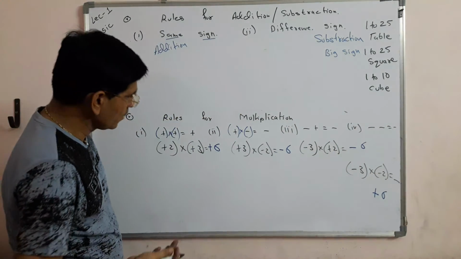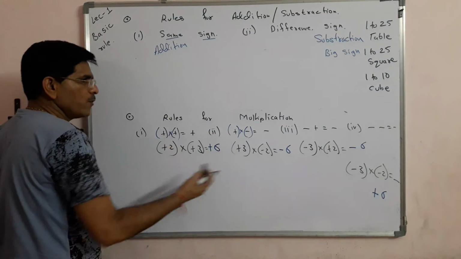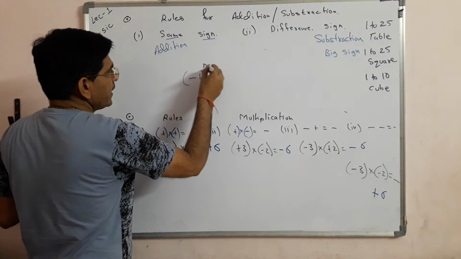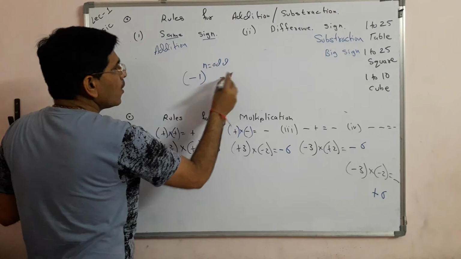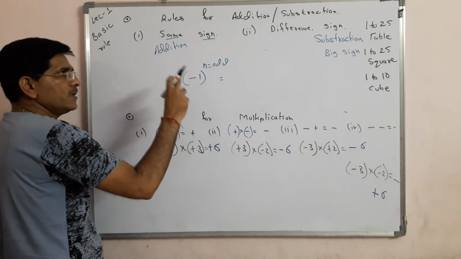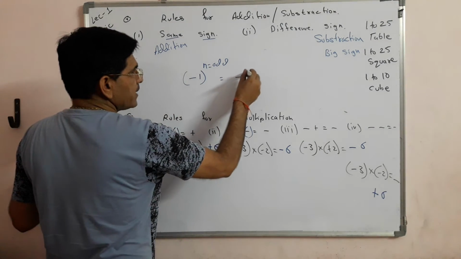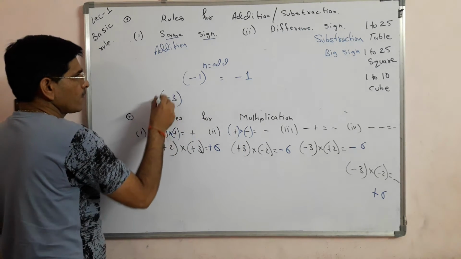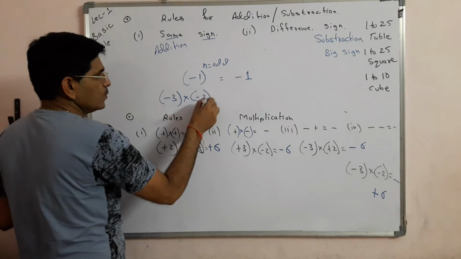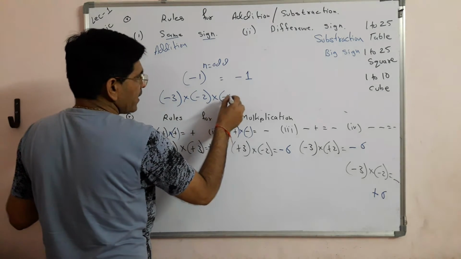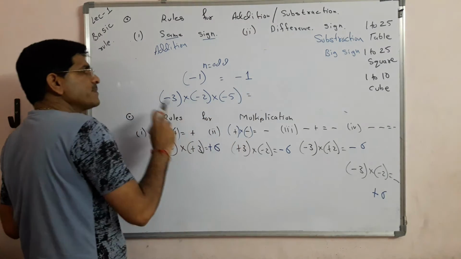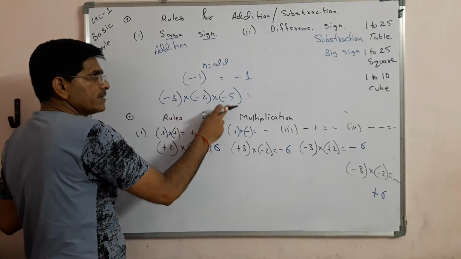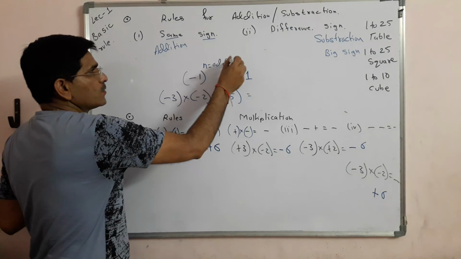So now, the basic rule related with this, again we are doing some more sums. When n is odd, meaning 1, 3, 5, we always get a minus answer. Now we will check minus 3 multiplied by minus 2 multiplied by minus 5. How many times is the negative sign there? Odd means 1, 2 and 3 times. So n is equal to 3.